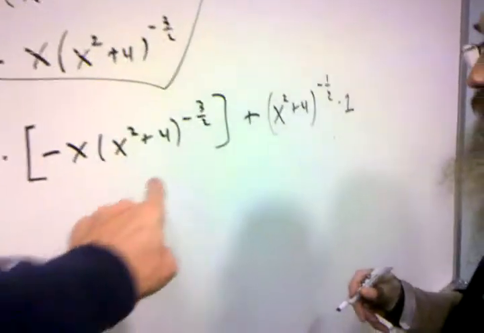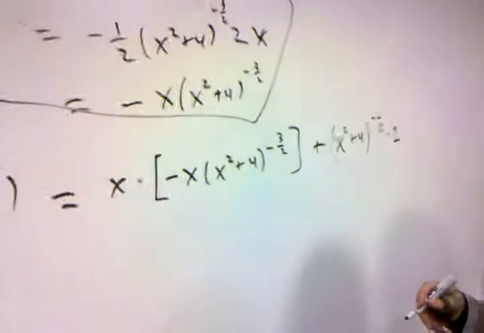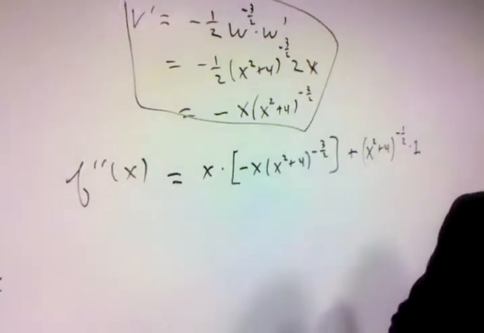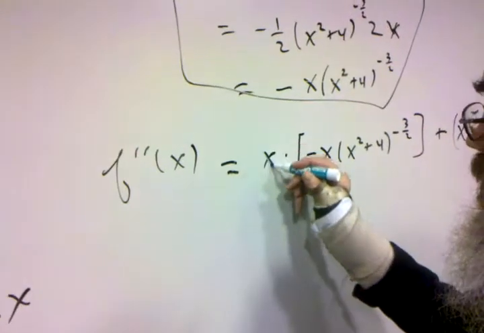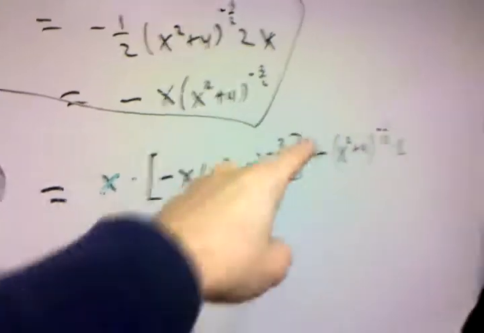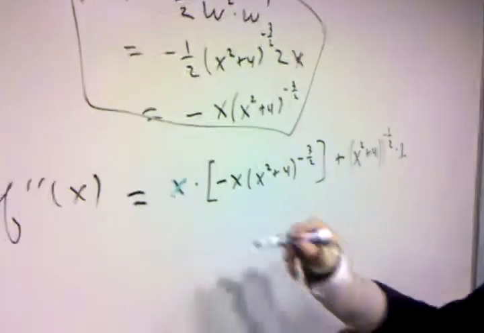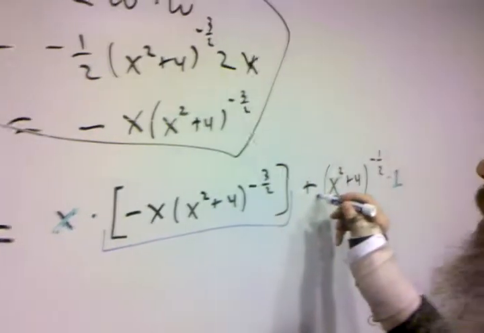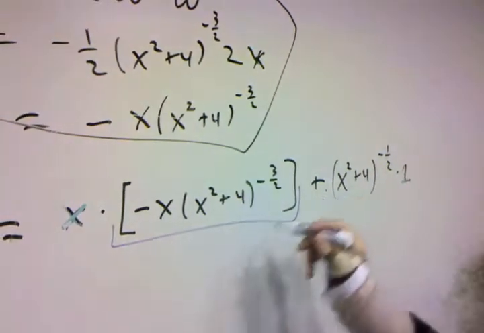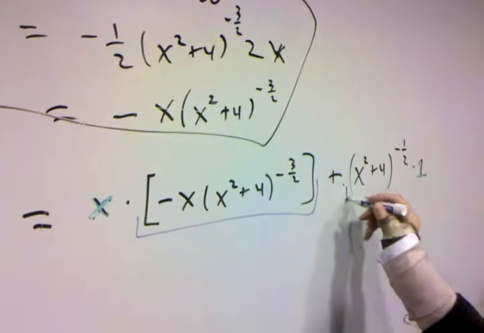So use the colors to say which one is u. Perhaps I'll use colors here. This is u right here, and this is u prime. And this is v. All this right here was v. And this right here, I'm sorry, this right here was v prime, and this was v.